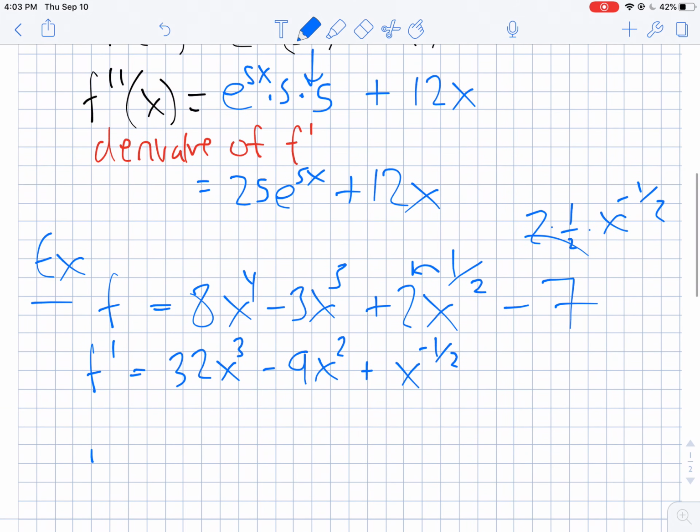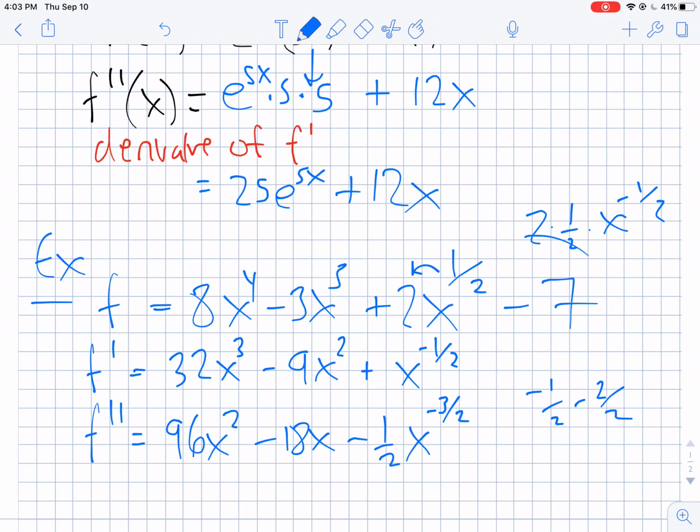Okay, those cancel. So we just have x to the negative 1/2. Now when I take the second derivative here, 3 times 32 is 96x squared minus 18x, and then minus 1/2 x. The negative 1/2 minus 1 is negative 3/2. Right, so you have negative 1/2 minus 2 over 2. Okay, so that would be my second derivative, and that's my first derivative.